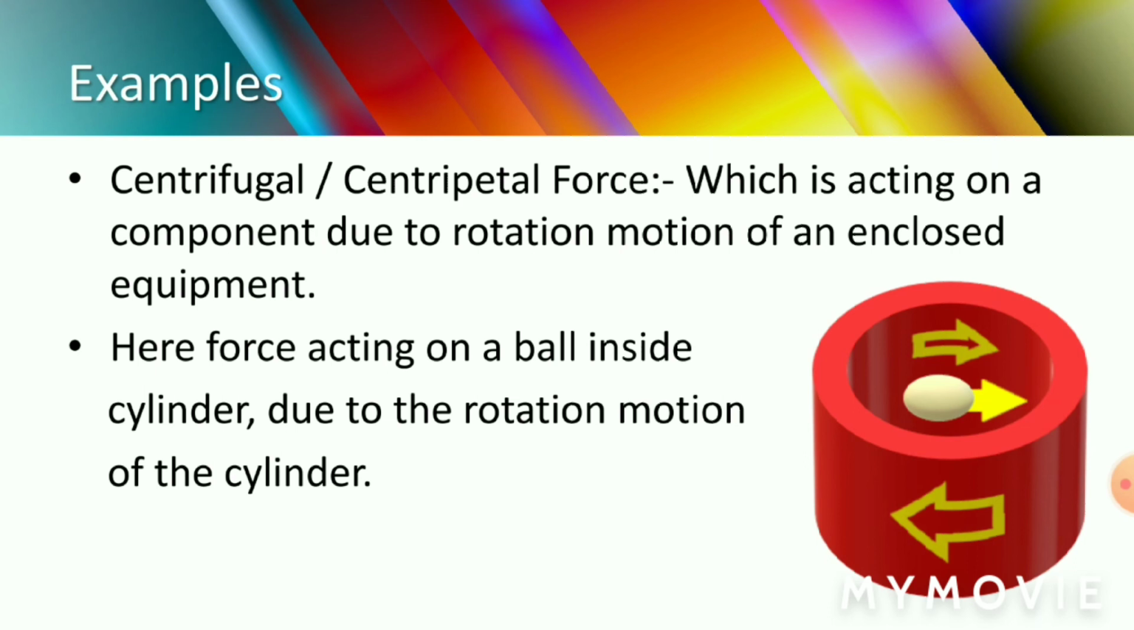For example, let us consider, you can see a red cylinder here. A white colored ball is placed inside the red cylinder. If the red cylinder is rotated, then the ball is said to move from the center outward. This is due to centrifugal force. If the ball is moved from outward to inside, then it is said to be centripetal load. These centripetal or centrifugal forces act due to the rotational motion of a component.